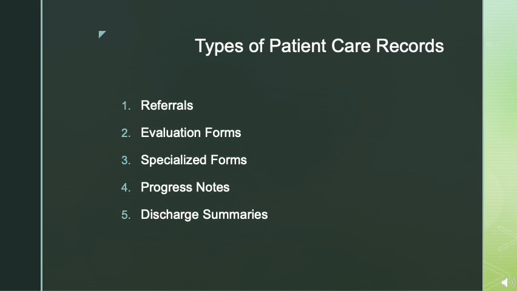Fifth, discharge summaries. These summarize the outcome of treatment. They include final patient status, goals achieved, recommendations for follow-up or home program. This marks the completion of the therapy process.